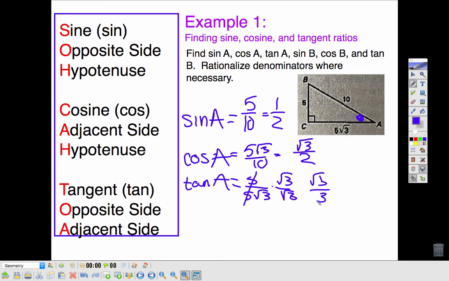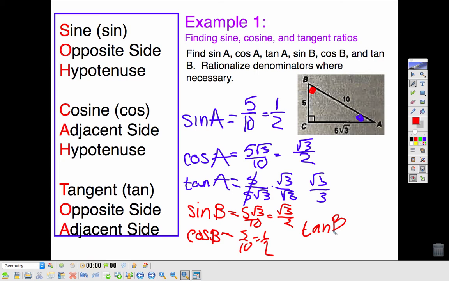Okay, that was all of the operations with A, but we also want to find it with B. So what would sine of B be equal to? Opposite, so 5 root 3 over 10, because opposite's different this time. So 5 root 3 over 10 is equal to root 3 over 2. And then what about the cosine of B? Adjacent would be 5, hypotenuse 10, 5 over 10, which can reduce to 1/2. Awesome.